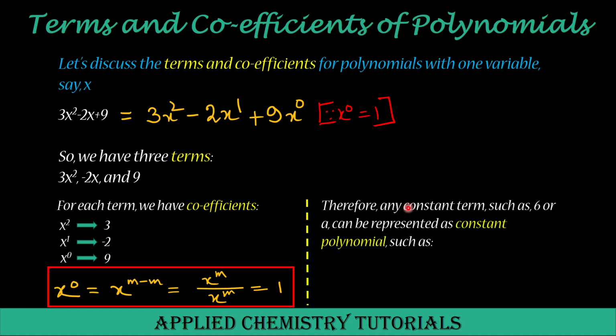Now, any constant term such as 6 or a can be represented as a constant polynomial, such as 6 is equal to 6 multiplied by x to the power 0, and a is equal to a multiplied by x to the power 0. And similarly, 0 can be regarded as the 0 polynomial.